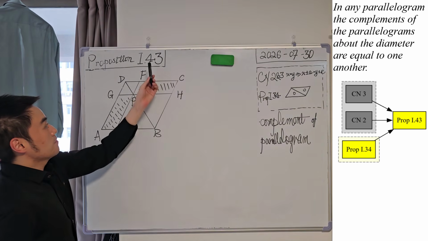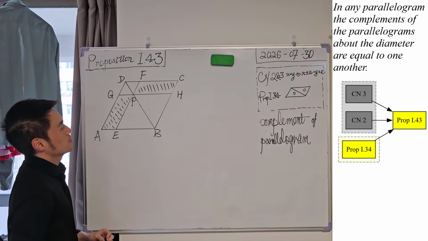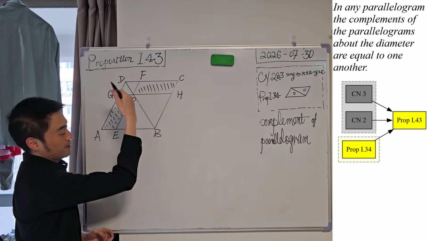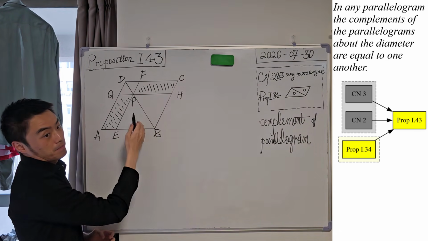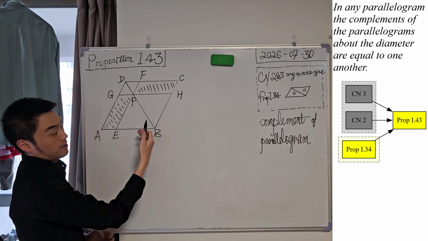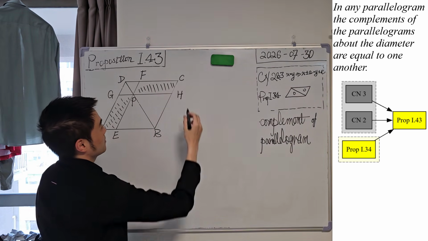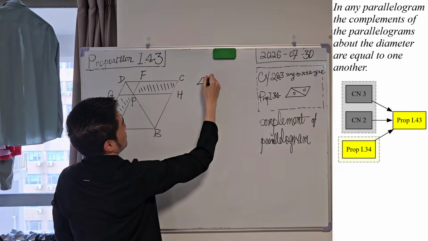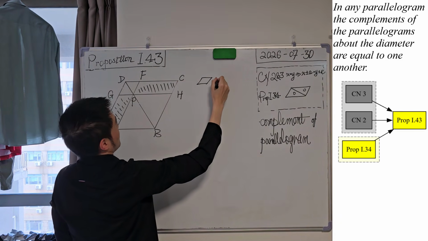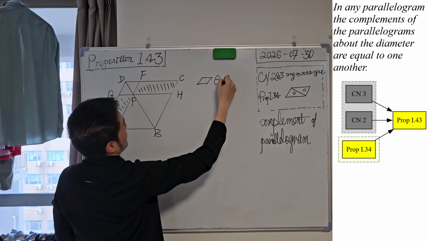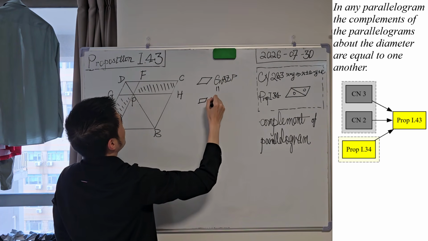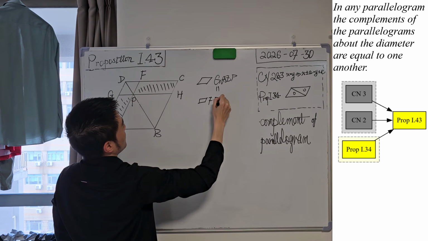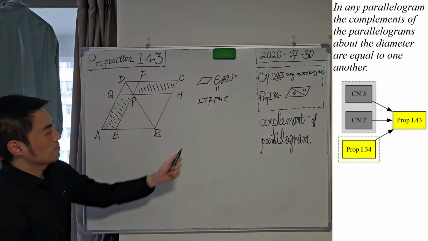So proposition 43 states that the two complements about the diameter of a parallelogram are equal. Okay, so it states this: GAEP equal to FPHC. Okay, so let's give it a proof.